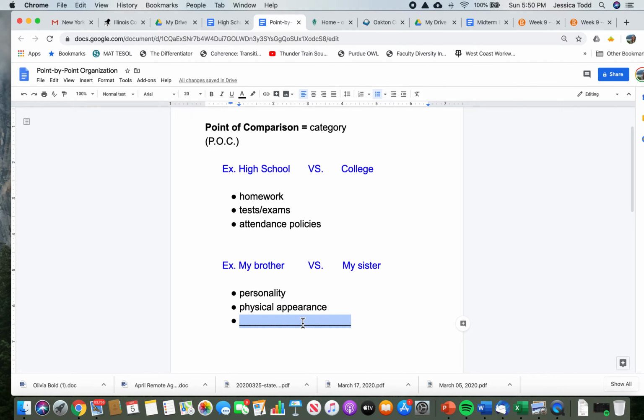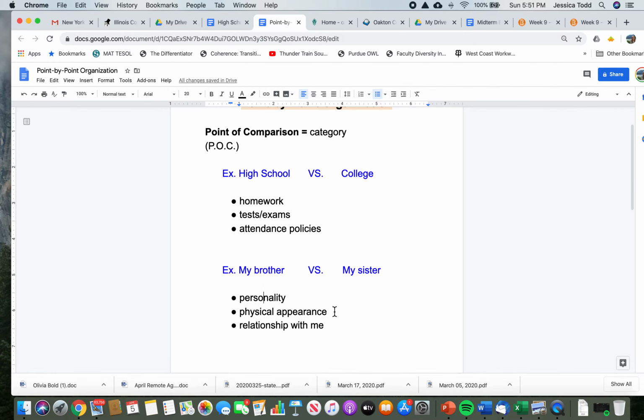And then the last one, I was trying to think of something that's different than physical appearance, and it's also different from personality. So I think I would say maybe relationship with me. Because I have a great relationship with both of them, but my relationship with my brother is very different from my relationship with my sister. Like the things we talk about or the things we like to do together are different. So again, your 3 points of comparison might be different, and that's okay. You might have chosen to talk about differences. You might have chosen to talk about similarities. That's okay. I'm just giving you a little bit of practice with those.